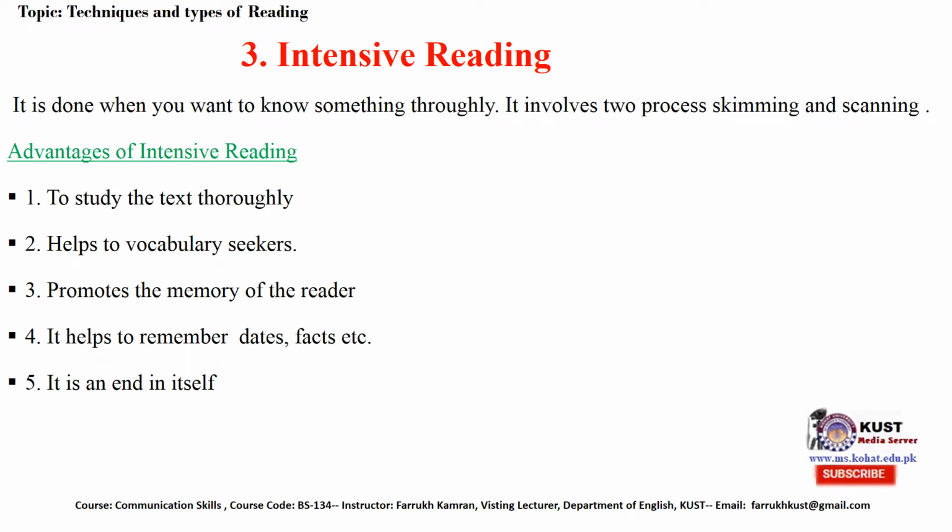The third important technique is intensive reading. Intensive reading is done when you want to know something thoroughly. It involves two processes, skimming and scanning. With the help of skimming, we take stock of the text and come to know what type of information is given in the text. And by scanning, we arrive at the specific information. By the use of these two methods, we go to intensive reading.